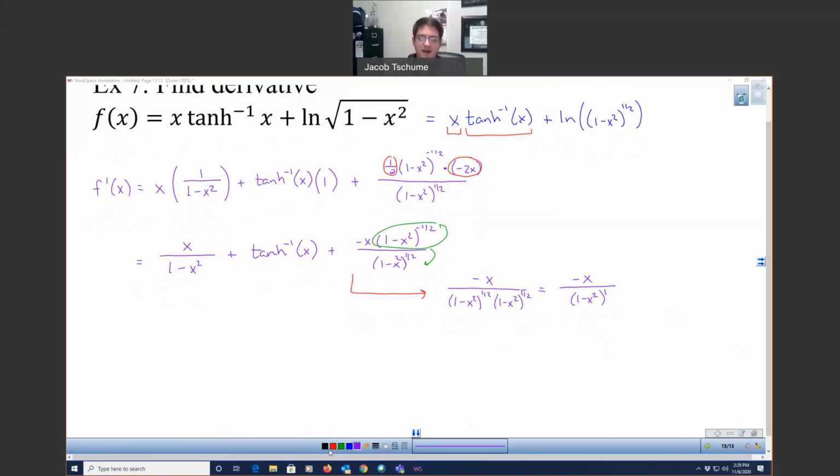So putting this all back together in my answer, your derivative should say x over 1 minus x squared plus the inverse hyperbolic tangent of x, and then minus x over 1 minus x squared. And best case scenario here, two of your three terms cancel each other. The first and the third cancel, and you are left with the inverse hyperbolic tangent of x. That is the derivative of the original problem.